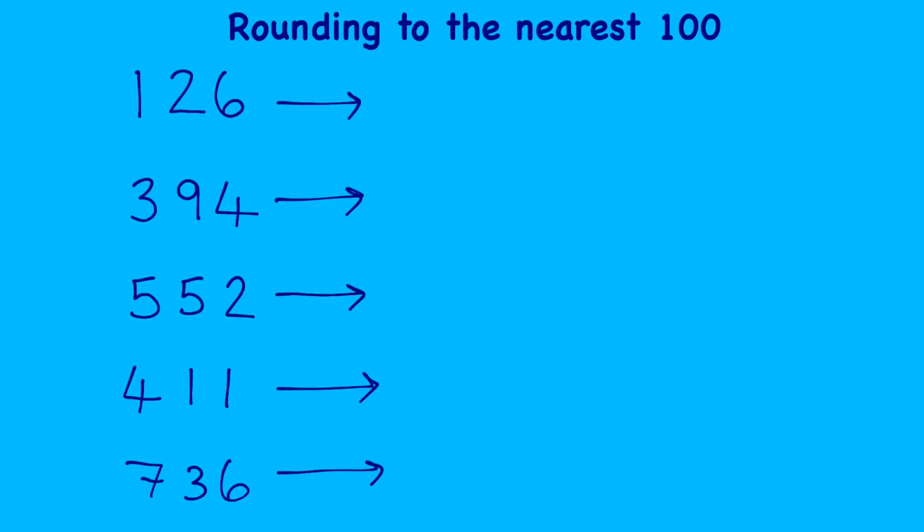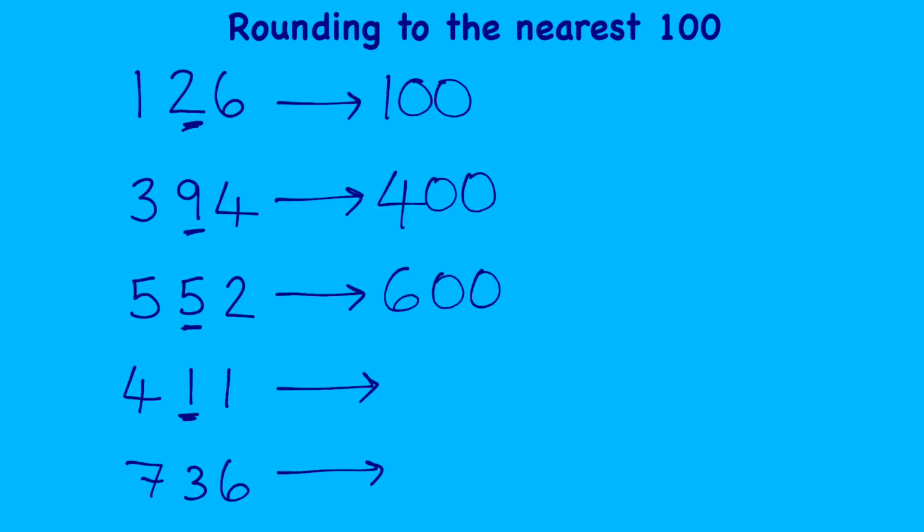So 126 rounded to the nearest 100 is 100 because I had to look, remember, at the 2. 394, well, that's going to round to 400 because in this case I looked at the 9. 552, again I'm looking at the 5 here, so that's going to round to 600. 411, so look at the tens, so that's a 1, so I'm going to round to 400. And 736, look at the 3 to help you, and that means I'm going to round to 700.